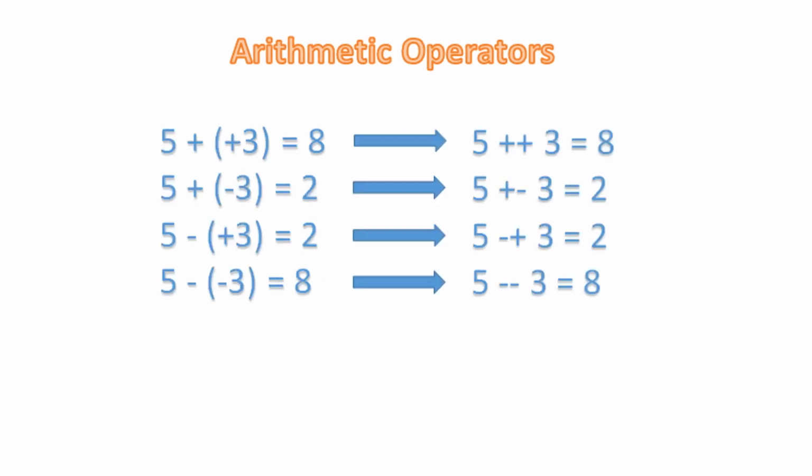We can also write it without parentheses. Here we have two operators beside each other. So the first operator is the arithmetic operator and the second one is the unary operator. And it produces the same result produced by the equation with parentheses.